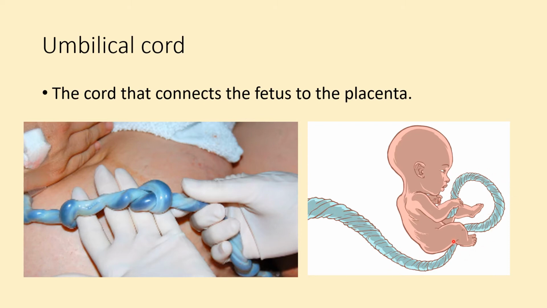So this is how the nutrients and the oxygen from the mother travel to the baby, and this is how the waste products get from the baby to the placenta, and then the mother's body can get rid of them. This umbilical cord has become knotted during pregnancy, but that's not usually a problem. And the umbilical cord gets cut at birth, and then it falls off on its own.